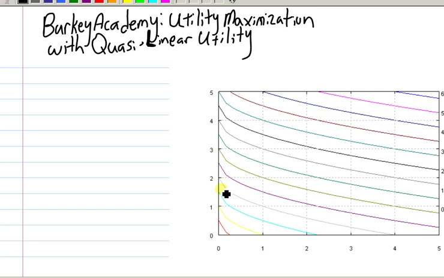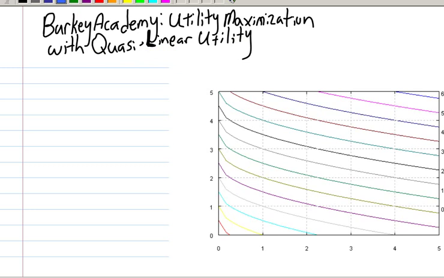In this video, we're going to look at maximizing utility, and instead of using the Cobb-Douglas utility functions that I've been using in most of my videos, we're going to look at a different kind of functional form. In particular, we're going to look at a utility function of the type that we call a quasi-linear utility function.